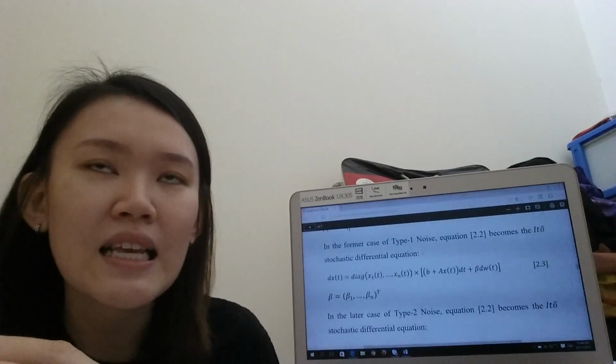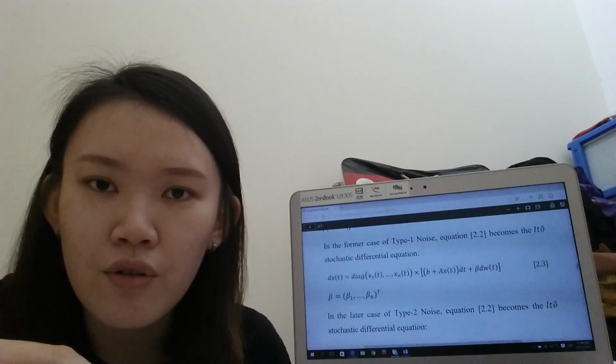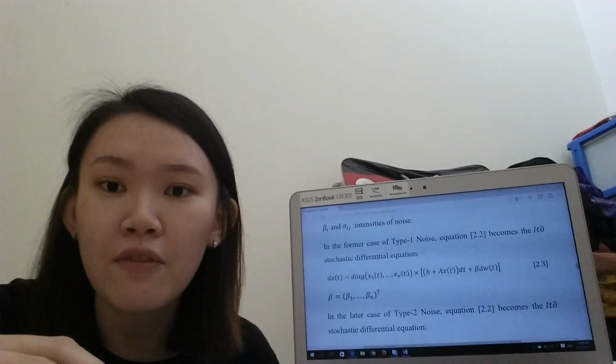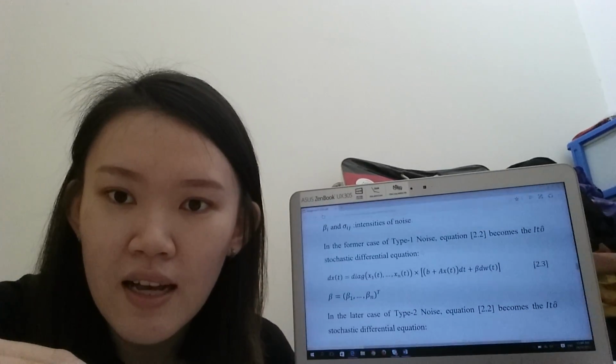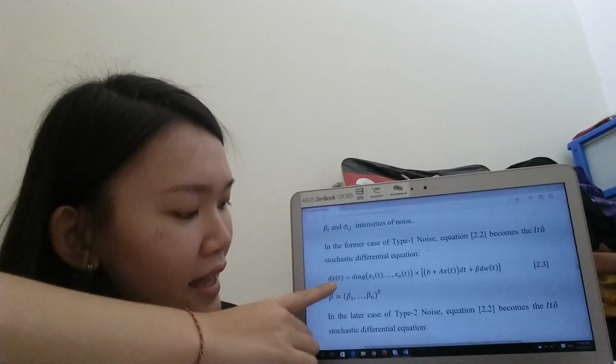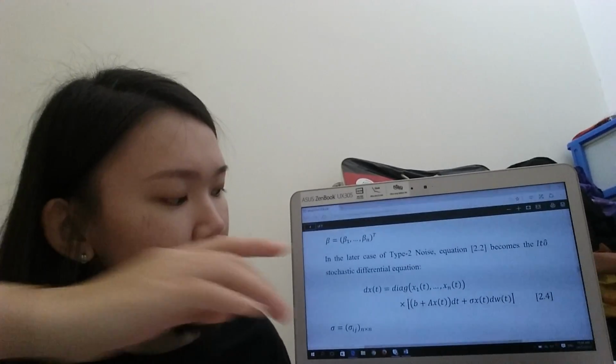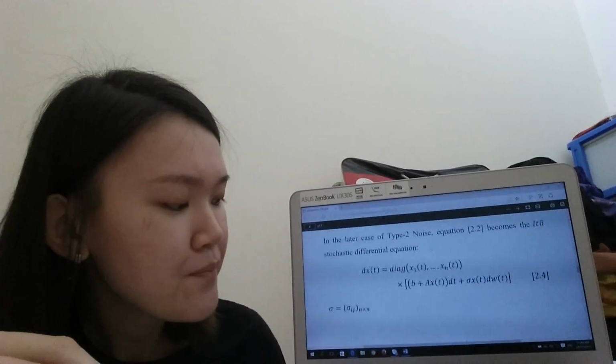So we can form a stochastic differential equation for the type 1 noise and the type 2 noise from the original Lotka-Volterra model as I showed just now, and we will get this formula for the type 1 noise and this formula for the type 2 noise.